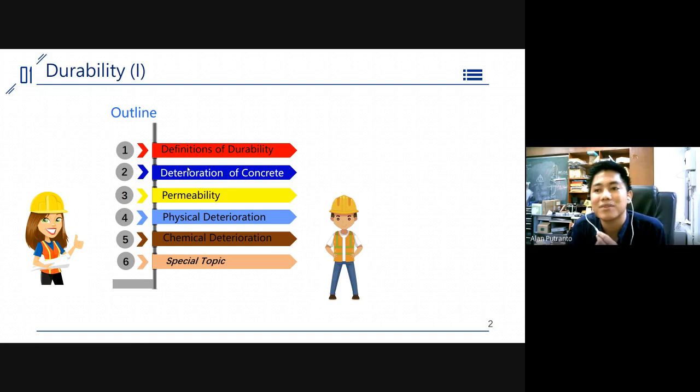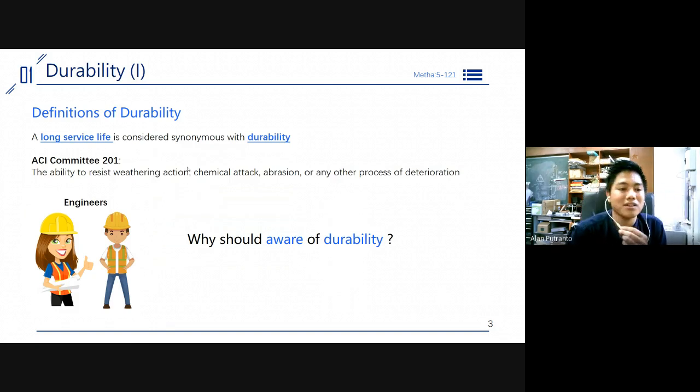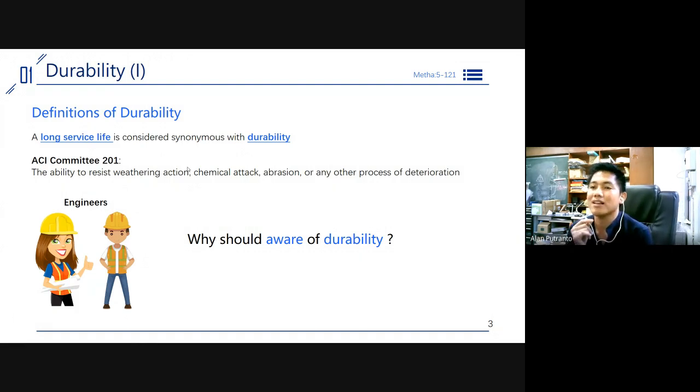Okay, I will continue my presentation. First, we will talk about the definition. Durability is closely related to a long service life. When we imagine a human or an animal, we think of how they survive in their life. But durability is specific to structures. Is it a concrete structure or a reinforced concrete structure?